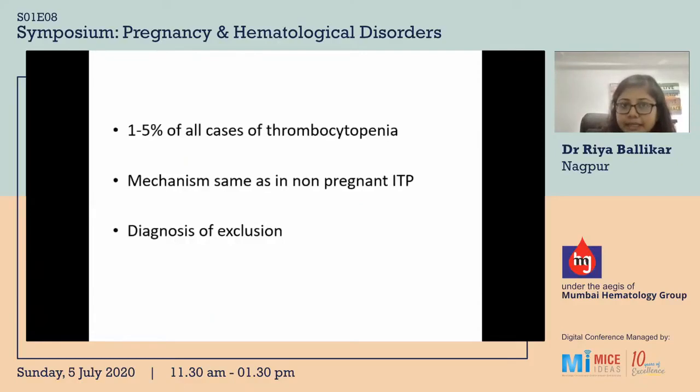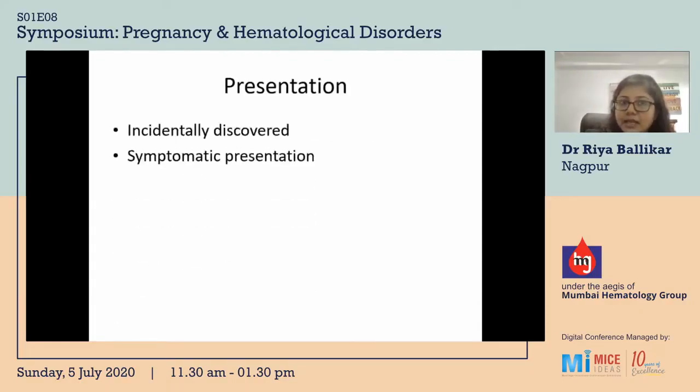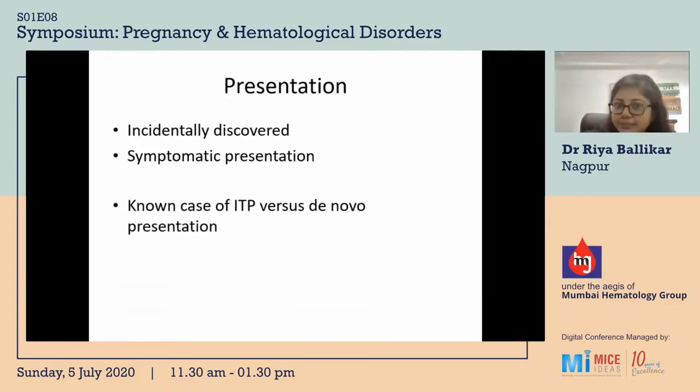Coming to the topic proper, ITP in pregnancy is 1 to 5% of all cases of thrombocytopenia. The mechanism is the same as that in the non-pregnant state: increased destruction, some amount of decreased production, and importantly, it's a diagnosis of exclusion. This is very important to us. Sometimes it is incidentally discovered, which is the case most of the time. Sometimes the patient can have a symptomatic presentation, mostly with petechiae. Normally, presentation with overt bleeding is unusual in pregnancy.